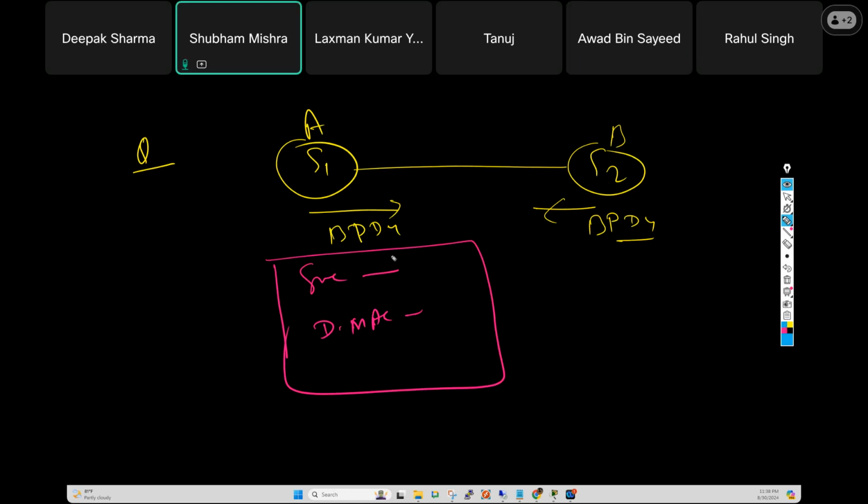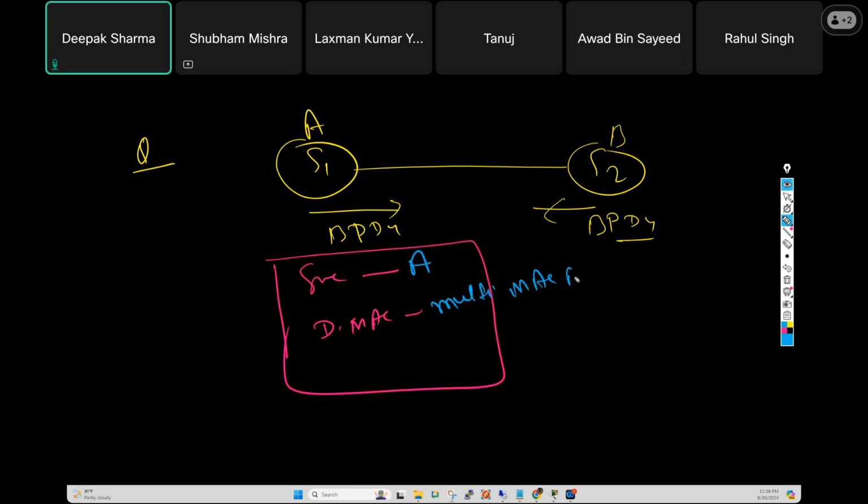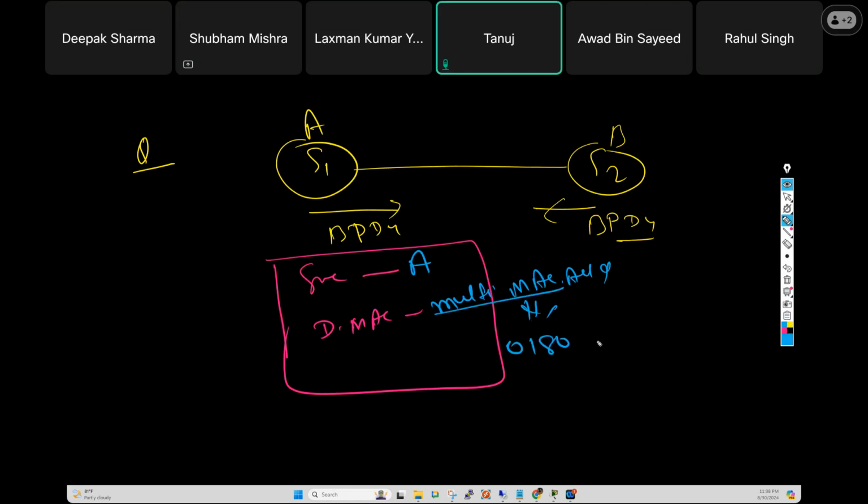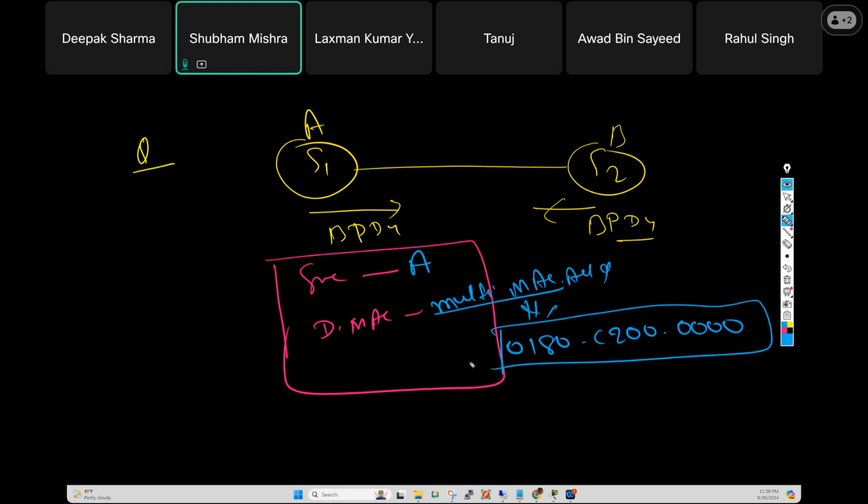Okay. Please write, guys. Source MAC address will be A. Destination MAC address will be a multicast MAC address. Multicast. And that is 0180C2 followed by 00 0000, or 4 times 0. This is the destination MAC address. If anyone is writing, please write down. Otherwise, I will erase it.